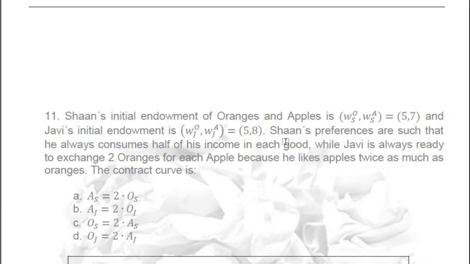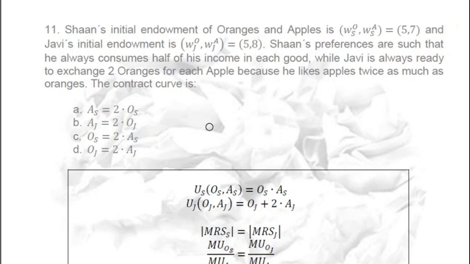Sean's preferences are such that he always consumes half of his income on each good, while Harvey is always ready to exchange 2 oranges for each apple, because he likes apples twice as much as oranges. Then the contract curve is... Okay, this is the case of Cobb Douglas and perfect substitutes. As Sean likes to spend 50% of his income on oranges and the rest on apples, we will write a Cobb Douglas type function with the same exponents. And Harvey, as he likes apples twice as much, we could write double the coefficient on apples than on oranges.